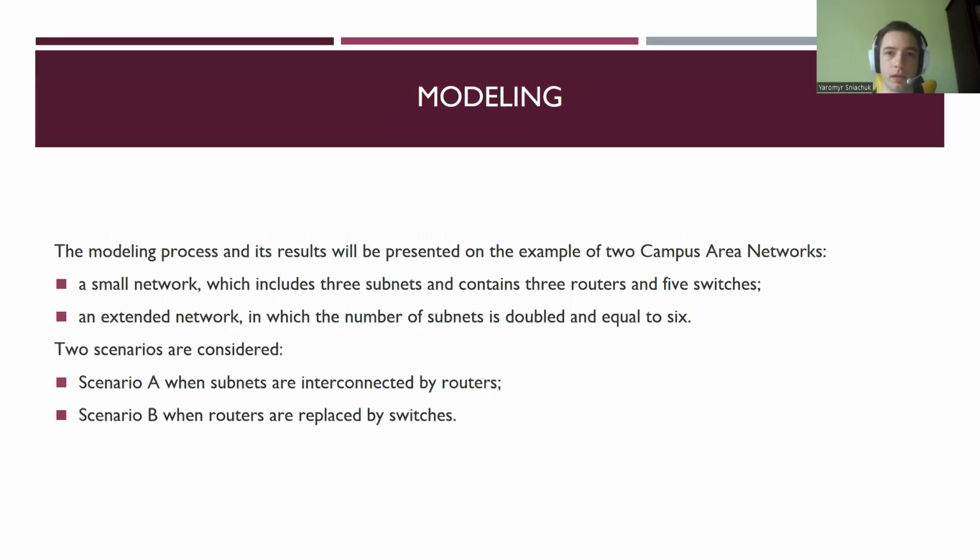Let's look at how we created our test model. The modeling process and its result will be presented on the example of two campus area networks. A small network, which includes 3 subnets, contains 3 routers and 5 switches, and an extended network, in which the number of subnets is doubled and equal to 6. Two scenarios are considered. Scenario A, when subnets are interconnected by routers, and scenario B, when routers are replaced by switches.